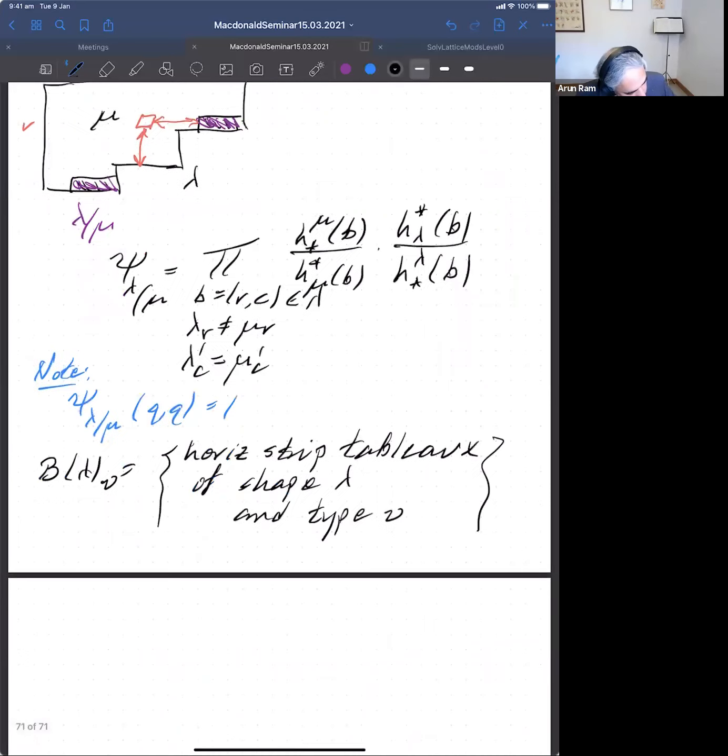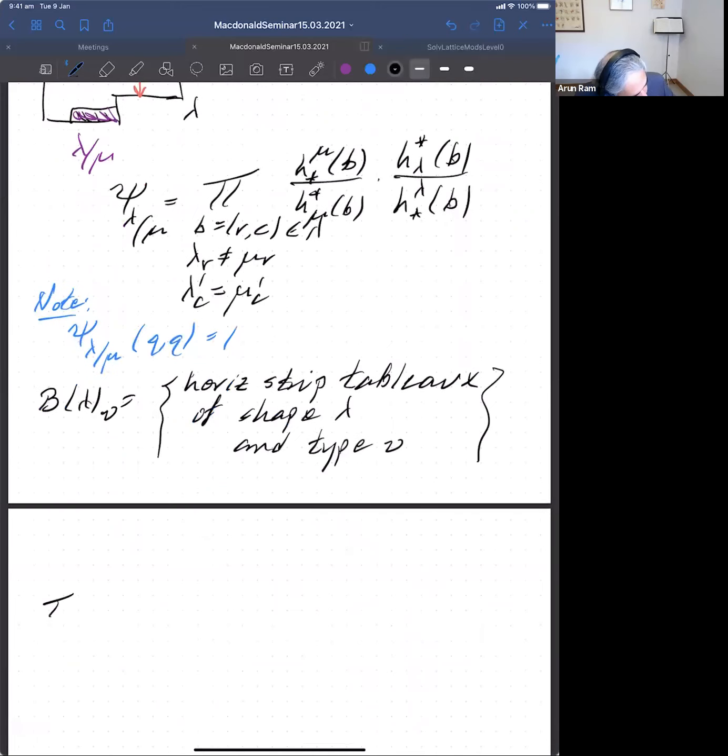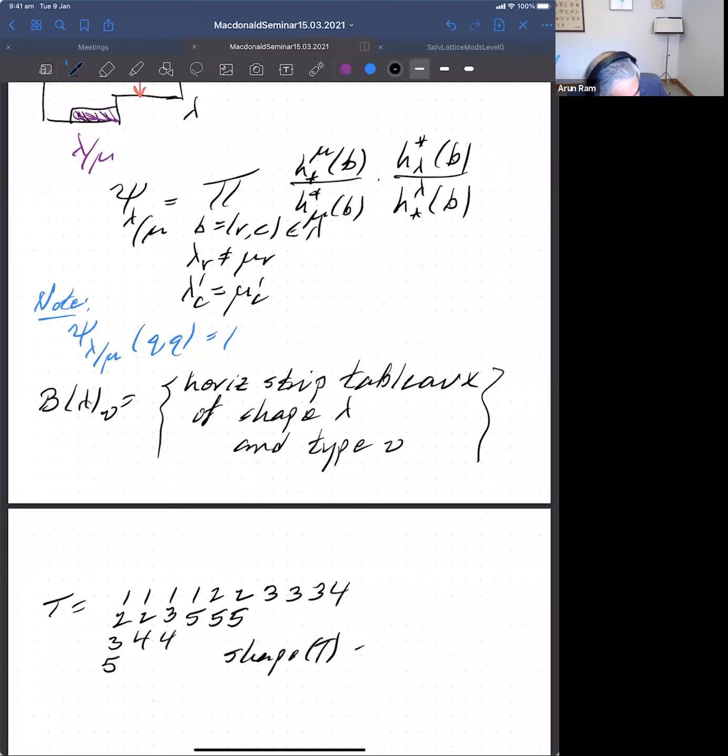So an example of a horizontal strip tableau is first I put one horizontal strip, and then I put another horizontal strip, and then another horizontal strip, and then another horizontal strip, and then I put my final horizontal strip. And so this is an example of a horizontal strip tableau. The shape of the tableau is 10, 6, 3, 1.